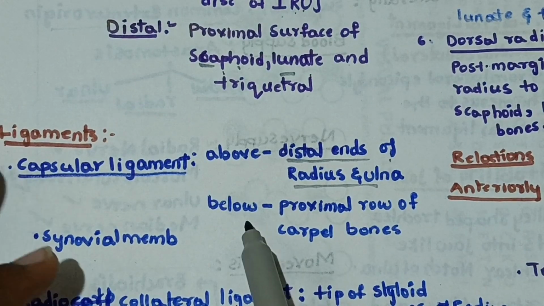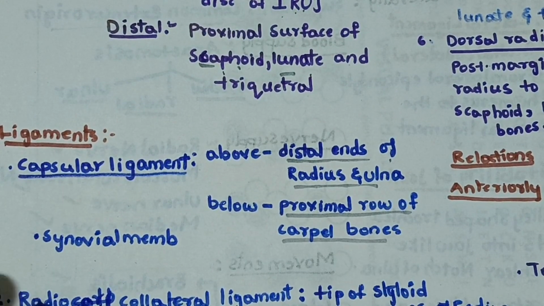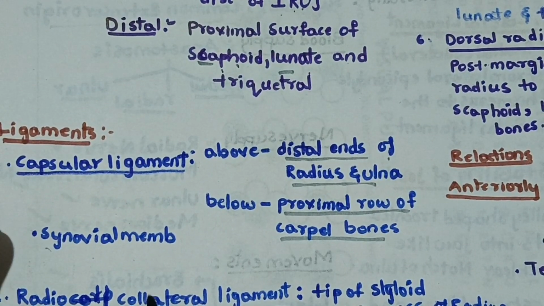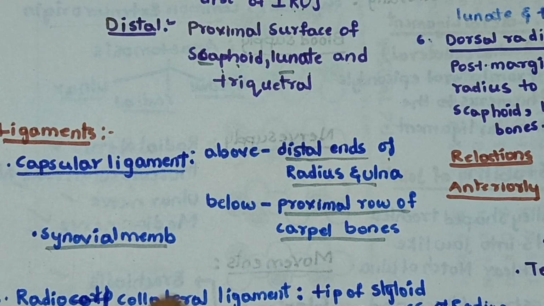It is extended below to the proximal row of carpal bones. So it extends from above, the distal ends of the radius and ulna, to below, the proximal row of carpal bones. Yes, like any joint containing a capsular ligament, its inner side is lined by synovial membrane. So here also the capsular ligament from the inner side is lined by synovial membrane.